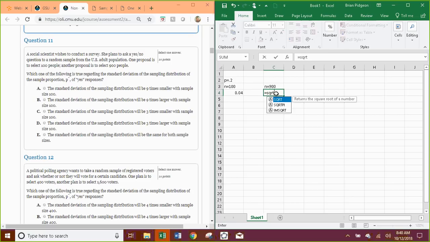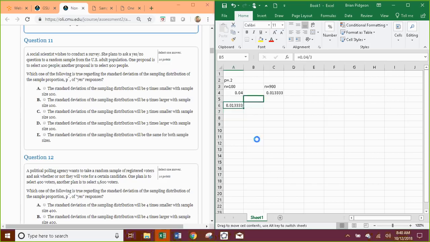Square root of p times 1 minus p over n. 0.01333. What is 0.04 divided by 3? Oh, there it is. So, what does that mean? Well, increasing the sample size by a factor of 9 reduced the standard deviation by a factor of 3. It would be 3 times smaller.